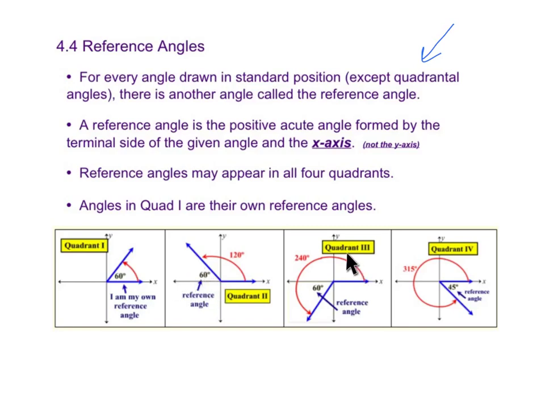Okay? In the third quadrant, 240 degrees, its reference angle is 60 degrees, or pi over 3. In the fourth quadrant, look here, this is 315 degrees. The reference angle is not drawn to the y-axis, or over here to this quadrant; it stays in the quadrant of the terminating side on the x-axis.